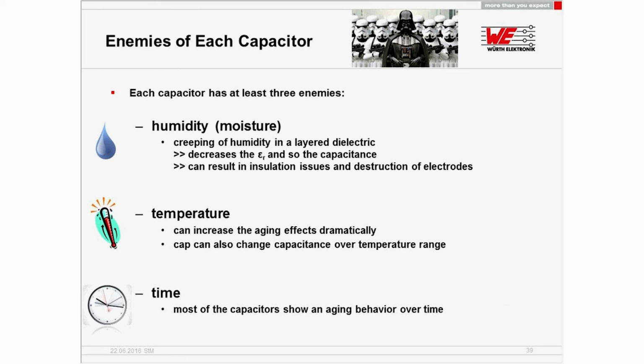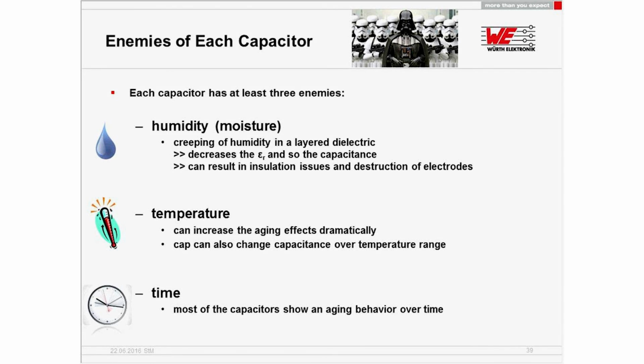Yeah, and just to mention, what are the enemies of each capacitor? So here I don't want to show you the father of the capacitors, I want to show you the enemies. And most of the capacitors have 3 critical points. Humidity or moisture is often something that can be problematic if there is any creeping into the housing.